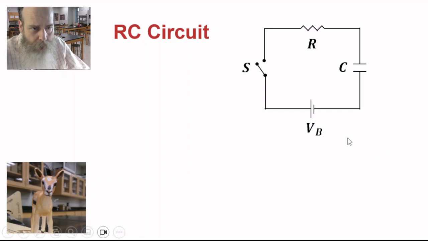Here is an RC circuit. We have a battery with a battery voltage VB. It is connected to a switch S. We have a resistor R and a capacitor C.